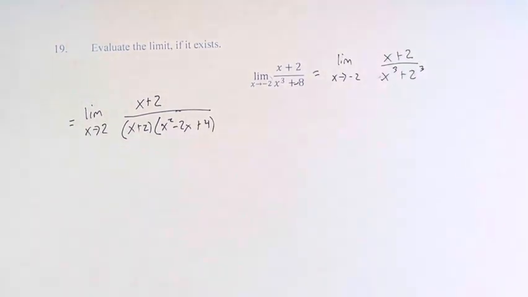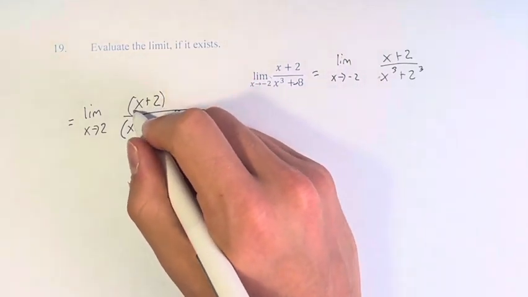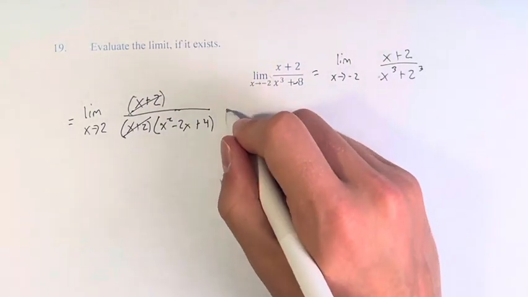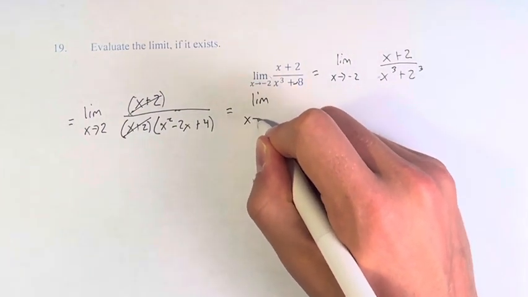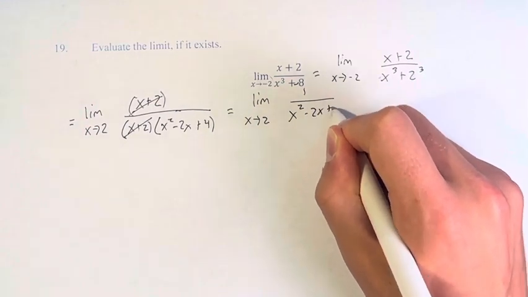And what we have to do now is say, okay, we have x + 2 on top and on the bottom, so we can now cancel these out. We get the limit as x approaches -2 of 1 over (x² - 2x + 4).